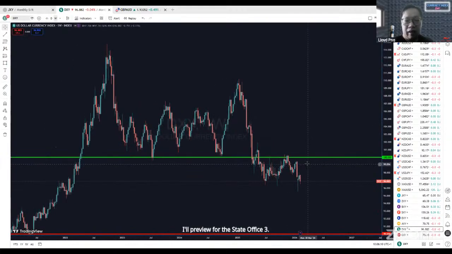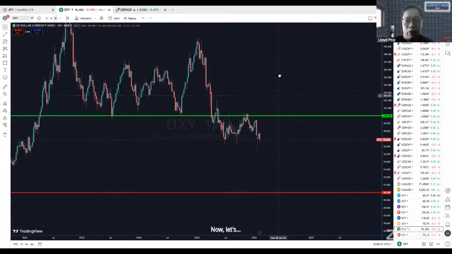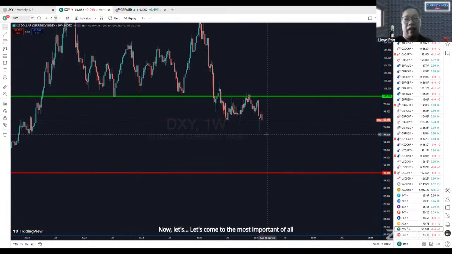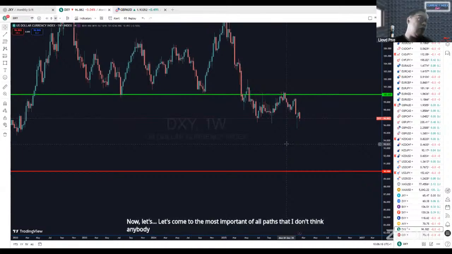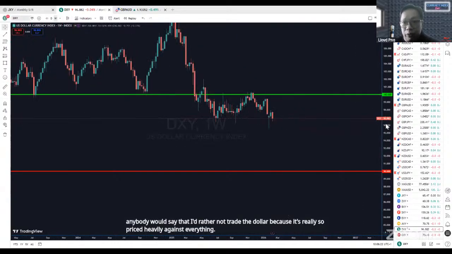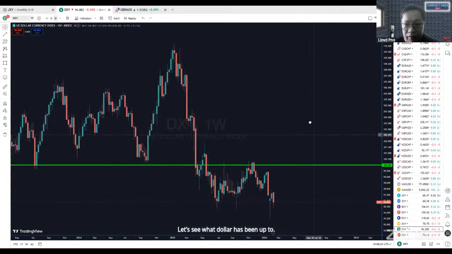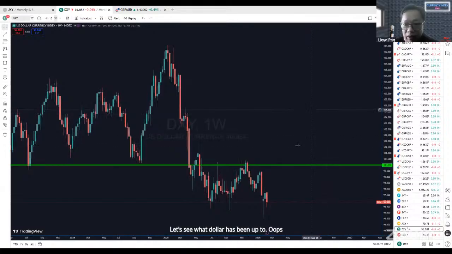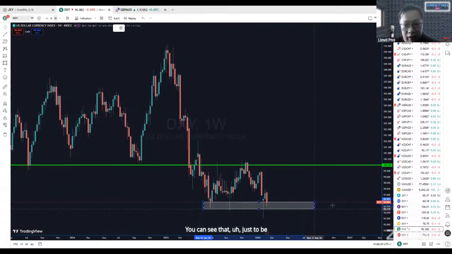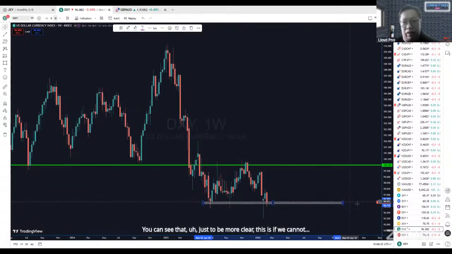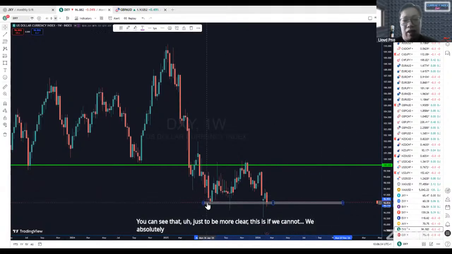Now let's come to the most important of all pairs. I don't think anybody would say that I'd rather not trade the dollar, because it's priced against everything. Let's see what the dollar has been up to. Now, just to be more clear, we absolutely cannot ignore this horizontal level. See, it has rejected once, twice, third time.